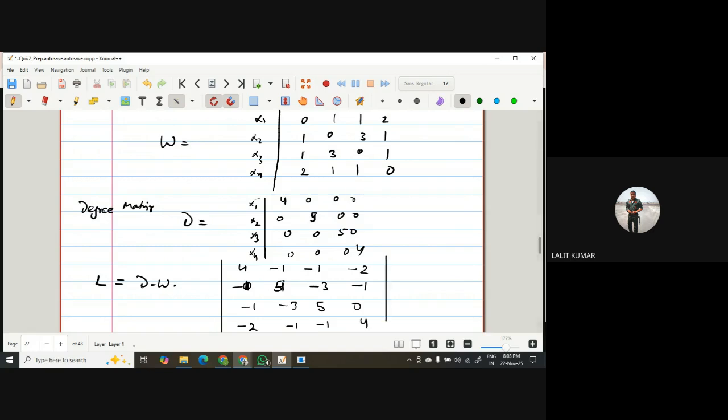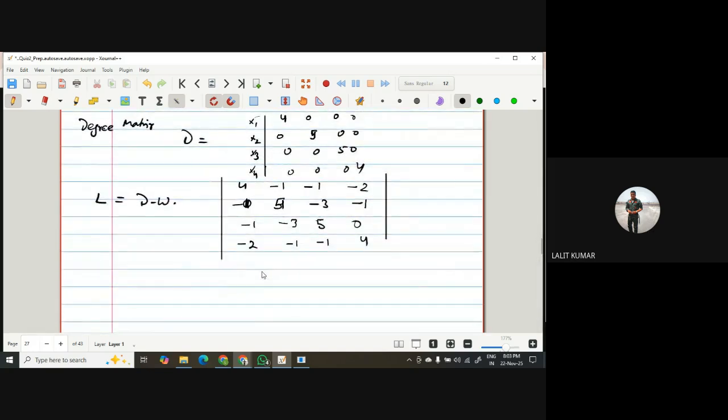Now see, there are some qualities of this Laplacian. First of all, the sum of every row is 0. So when the sum of every row is 0, it means it will have at least one eigenvalue equal to 0.